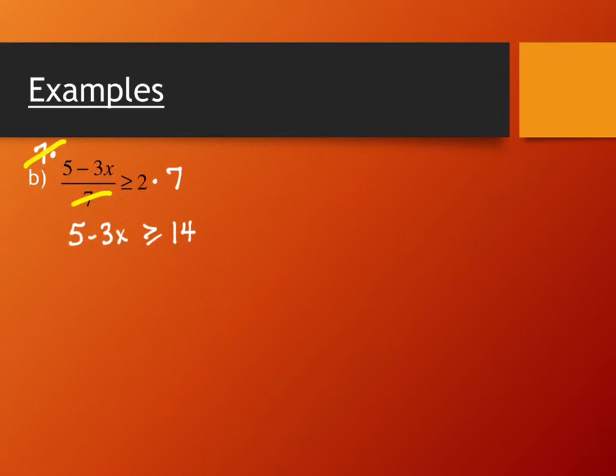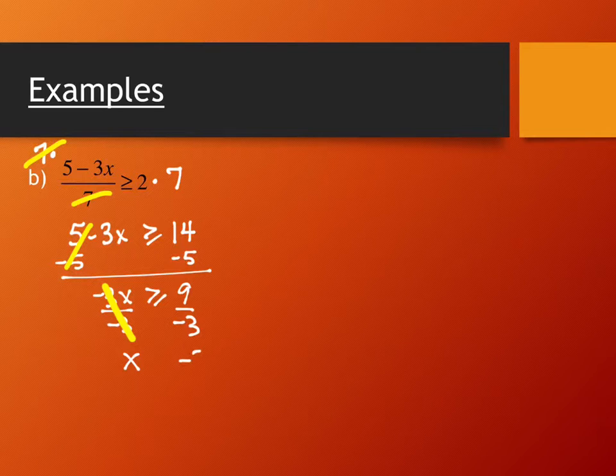What's next? Subtract my 5. Negative 3x is left on the left, because these canceled. And 14 minus 5 is 9. Then what? Divide by negative 3. So x is left on the left, and I get negative 3 on the right. What happens in between?